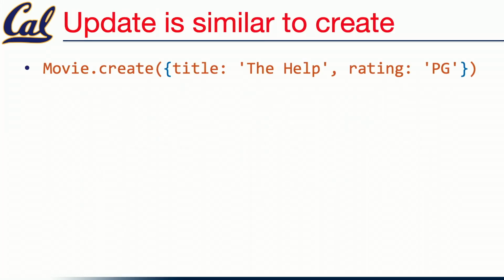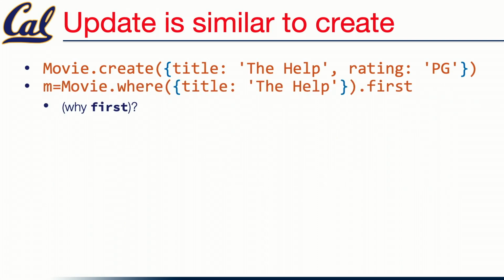Updating is actually very similar to creating, because if we have created something using the syntax that we just showed, now we can go find it. By the way, in this example, since I'm about to show you how to do an operation on a single movie, why do I have to call first on the result of where? It's because where returns a list of all the movies that could match. It returns a thing that quacks like an enumerable, an enumerable collection of zero or more things that match.